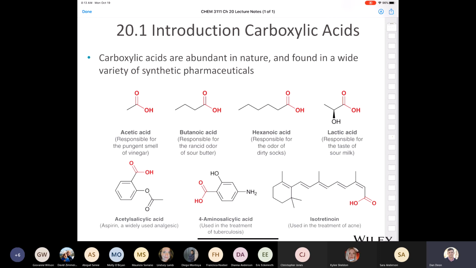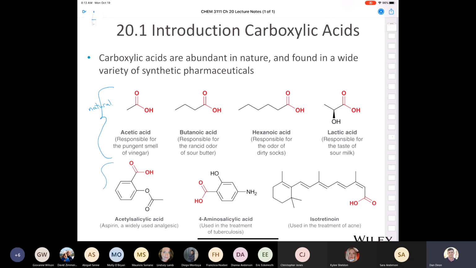The first four compounds on here are just naturally occurring compounds, so acetic acid, butanoic acid, hexanoic acid, and lactic acid. And it tells you that acetic acid is part of the component of vinegar, and it's responsible for the pungent smell that burns your nose a little bit. Butanoic acid, this is the smell that rancid butter produces. And then lactic acid, you're probably familiar with lactic acid if you've studied biology at all and the Krebs cycle. Anyhow, it's responsible for the taste of sour milk.